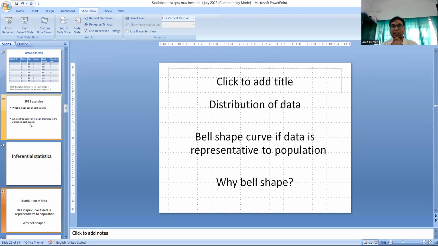Regarding the distribution of the data, if we plot a histogram with your continuous data and we get the bell-shaped curve, then we say the data is representative of the population. Why does the bell shape come? Bell shape means the shape of the bell you can see in every temple, outside or inside the temple. Similarly, if you plot the data in a histogram, it will come in a bell-shaped curve. Why does it happen? In the bell, the middle portion is where more subjects will fall.